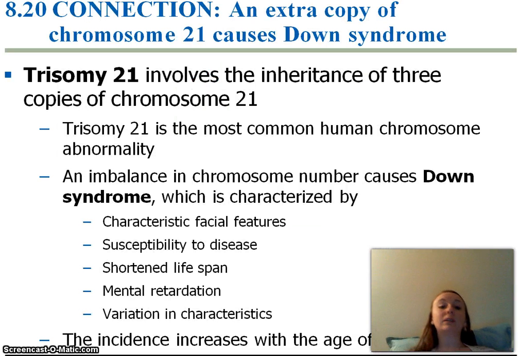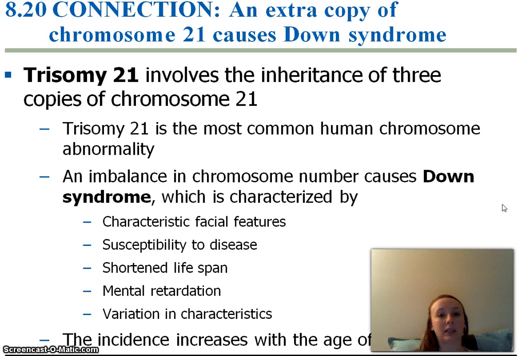One of the things that you guys were asking about in class is Down syndrome. An extra copy of chromosome 21 is called Down syndrome, and the technical name for that is trisomy 21. Tri meaning 3, so there's 3 chromosomes on that 21 spot. So it involves the inheritance of 3 copies of chromosome 21. It's the most common human chromosome abnormality.